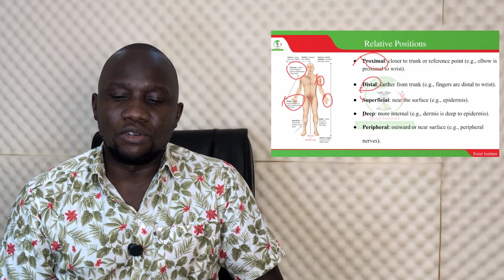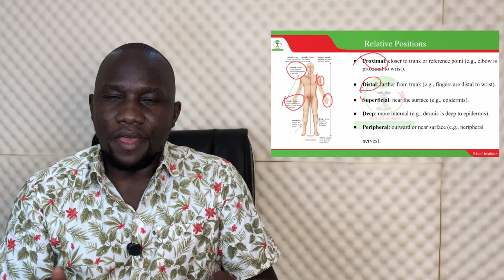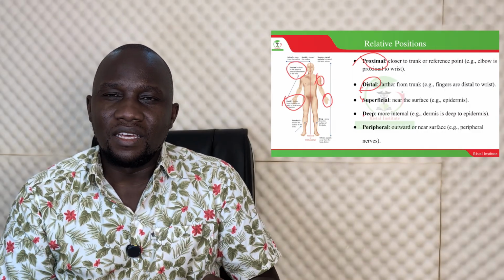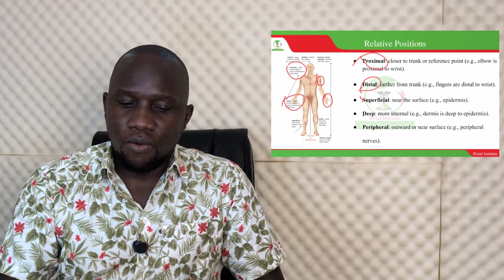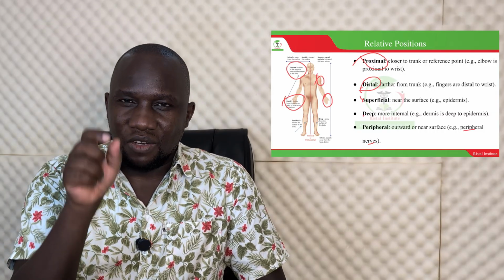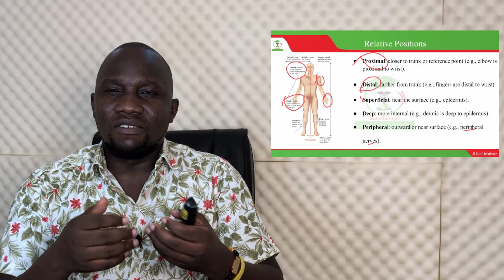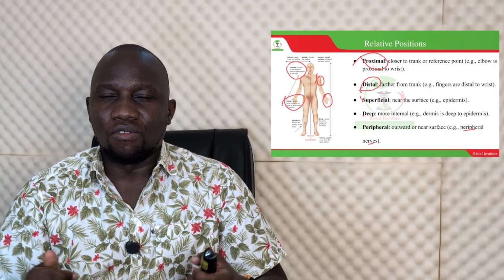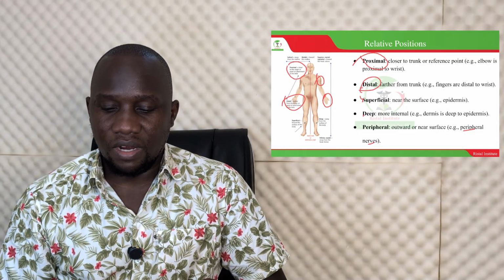Something which is peripheral is something that is outward, away from the main trunk. So for example, we have what you call peripheral nerves. Remember, I have the central nervous system and the peripheral nervous system. So the nerves that move away from the central nervous system are the ones that we call the peripheral nerves.